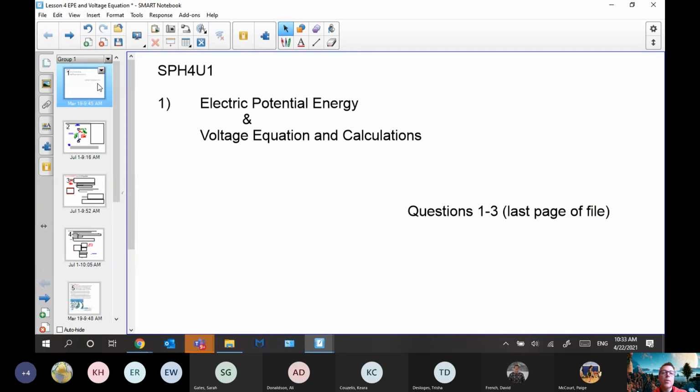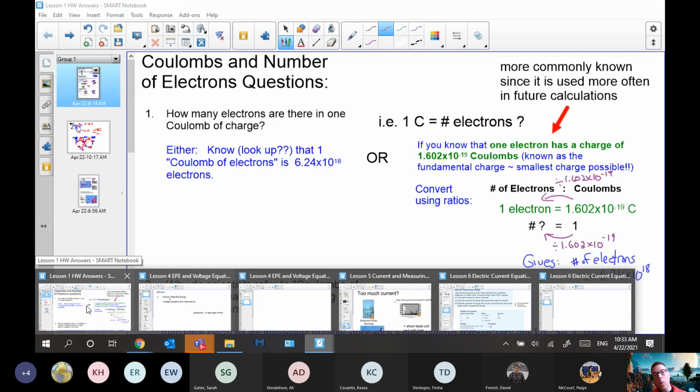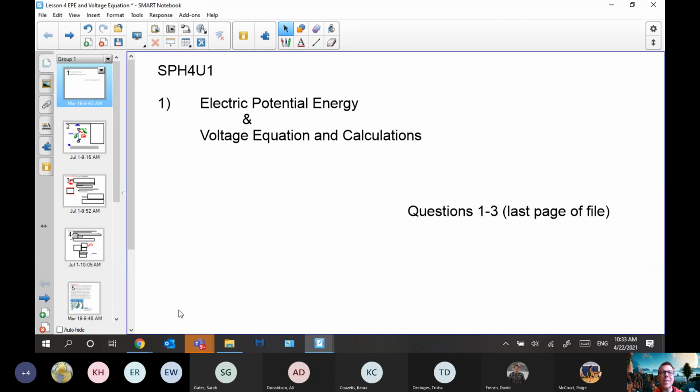So we're looking at voltage some more, and that was very much a reminder of things that hopefully you've seen before. In which case, great. If not, then, well, you've seen it now and you're good to go, right? Everybody's on the same level playing field, regardless of what they saw in grade 9, I'm hoping. So we're talking about electric potential energy and then the equation and calculations to do with it, right?